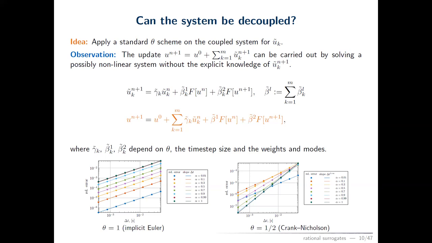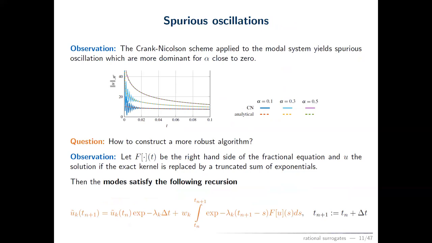Well, here you see some numerical results. You have an implicit Euler. You have a Crank-Nicolson with theta equal a half, which does not give you second order. Be careful. It only gives you order h or delta t to the power of 1 plus alpha. So if alpha equals 1, the integer order case, then you're back to second order. Otherwise, you're reduced. But also the regularity of the solution is typically reduced. Well, Crank-Nicolson has some issues.